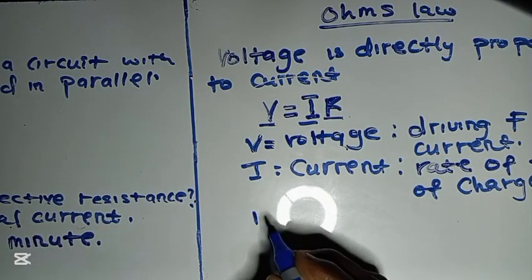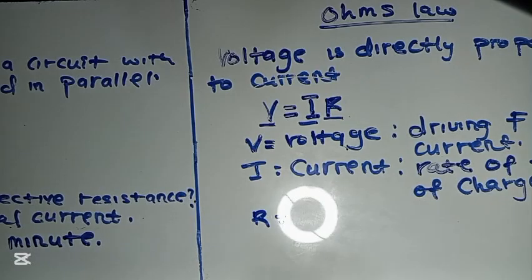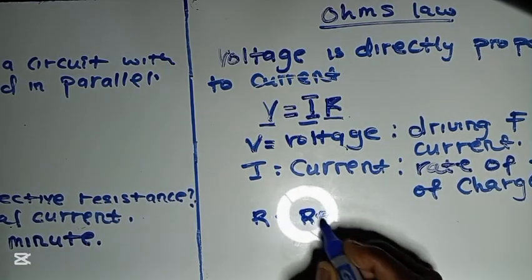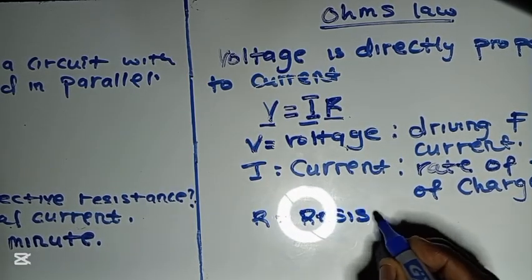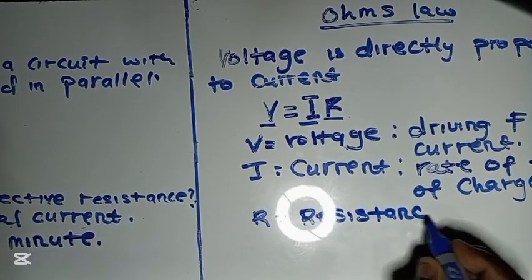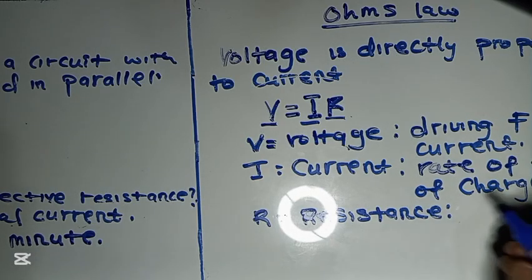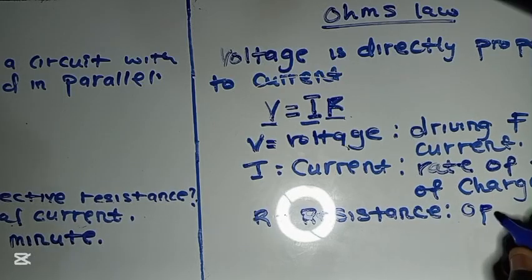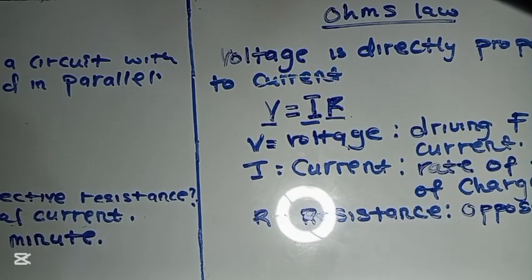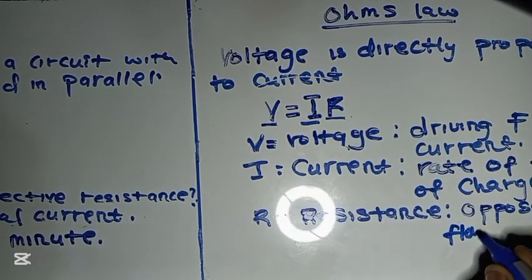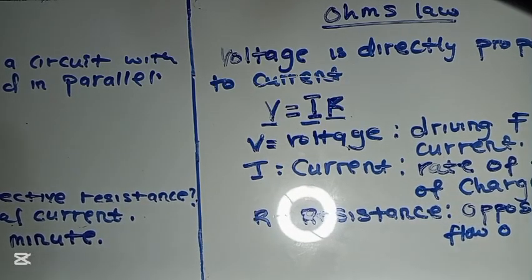Then lastly, we want to look at R. What is R? R is resistance. What is resistance? Resistance is the opposition to flow of current.